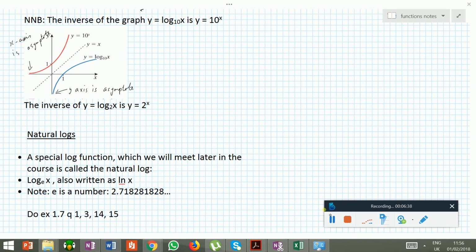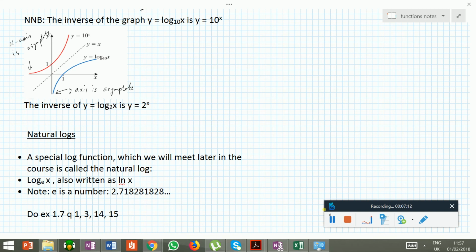Just to let you know, the inverse of the graph y is equal to log to the base 10 of x, which we've just drawn, is 10 to the power of x. As we've come across before, to get the inverse of a function, you simply mirror it in the line y is equal to x. So if this is the function y is equal to log to the base 10 of x, its inverse, y is equal to 10 to the power of x, is a mirror image in the line y is equal to x. And just to note, the x-axis is an asymptote for the line y is equal to 10 to the power of x.